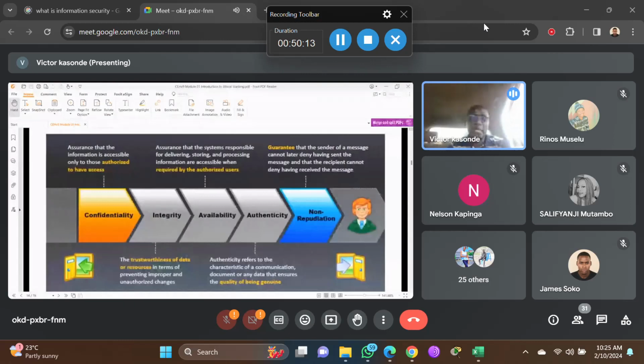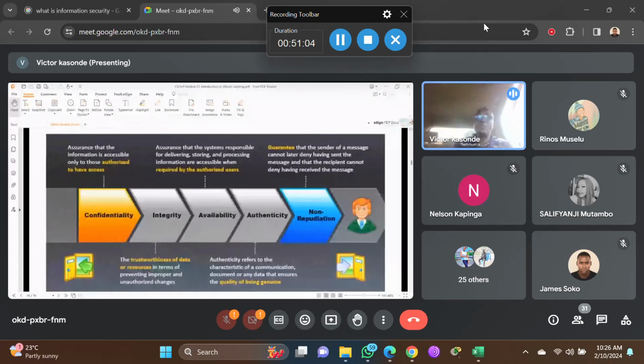Okay. Let us look at availability. Despite there being issues of security, the information should be available to authorized people. So we are saying assurance of the system responsible for delivering, storing, and processing information, accessed when required by the authorized users. We are talking of authorized users. It should be those which are authorized. We are not talking of unauthorized. When it becomes unauthorized, it becomes a problem. The people who are supposed to be accessing information are those who are authorized. That is the meaning of availability.